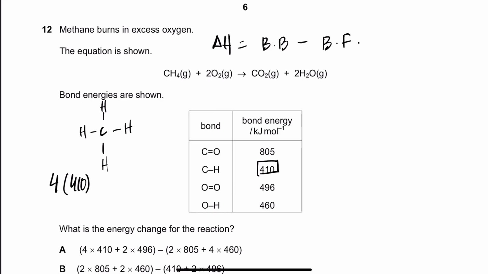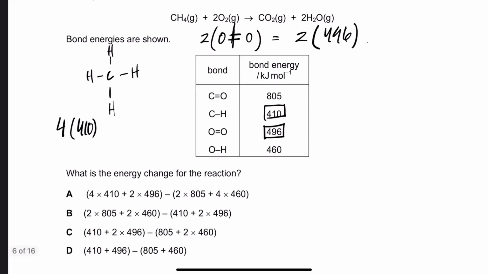Okay, and then I have O2. So I know that you have O=O in O2, and I have to break one O=O double bond. Since you have two molecules, you have to multiply it by 2. And the bond energy for O=O is 496, so 2 times 496.